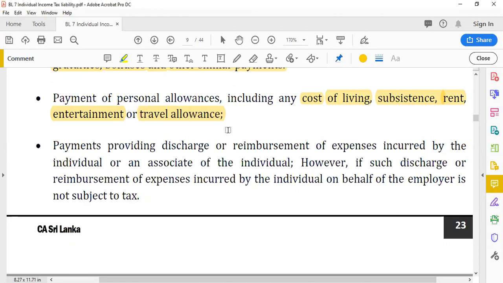When you see the salary slip of a government employee, you can find allowances, such as the cost of living allowance. Cost of living allowance, at present in Sri Lanka, how much? 7,800. Subsistence. Subsistence means, can you say one example? Can you say some example?